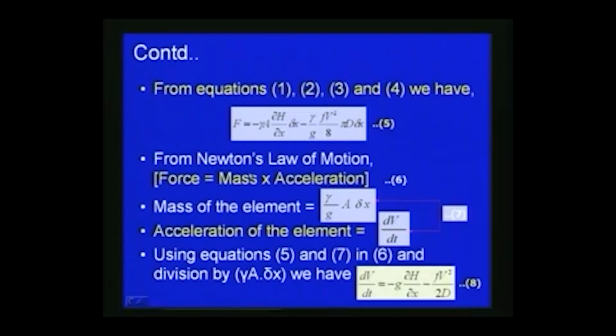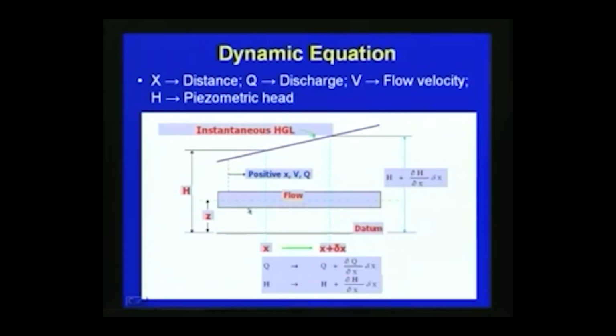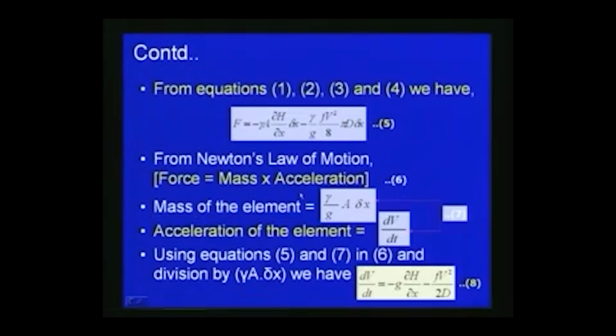So, here if we use Newton's law of motion, we can write force is equal to mass into acceleration. So, mass of the element with respect to the fluid between section 1 and 2, we can write the mass of the element is equal to gamma by G into A into delta X. We consider between section 1 and 2 the distance is delta X. And then the acceleration of the element is equal to dV by dt.